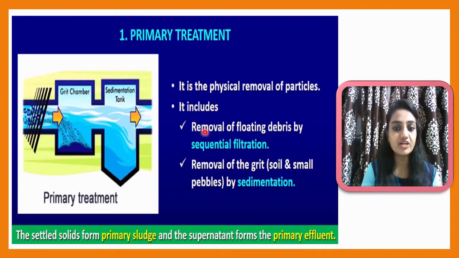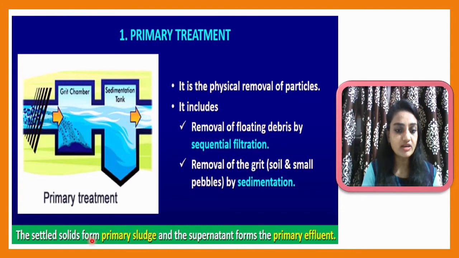It includes the removal of floating debris by sequential filtration. Sequential tanks and chambers will be there, and by passing through them, the sewage will be filtered. Then comes removal of grit, which includes soil and small pebbles. You can see here that small pebbles and soil-like particles are removed in the grit chamber by the phenomenon of sedimentation. Due to their weight, the soil particles and small pebbles settle at the bottom, and in this way they can be removed from the sewage water.